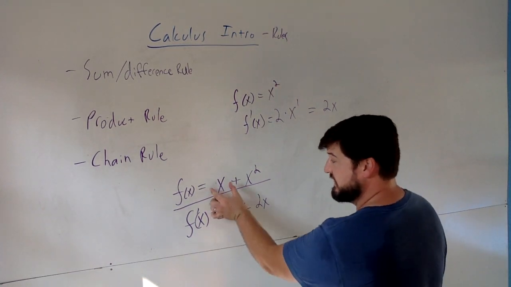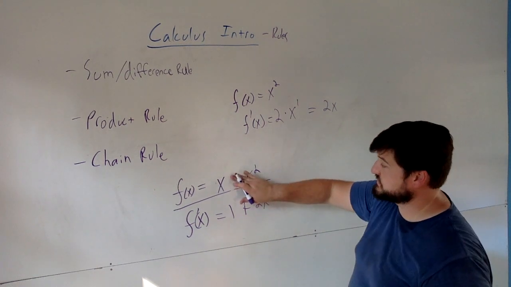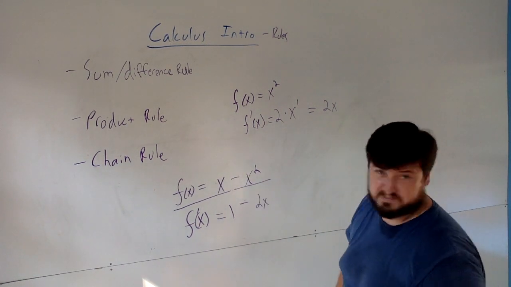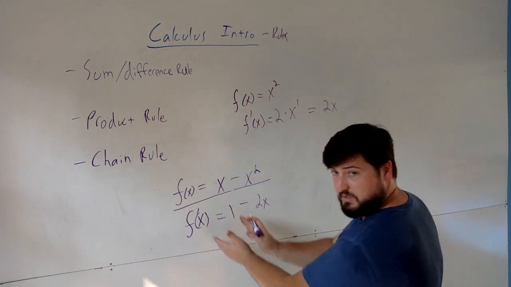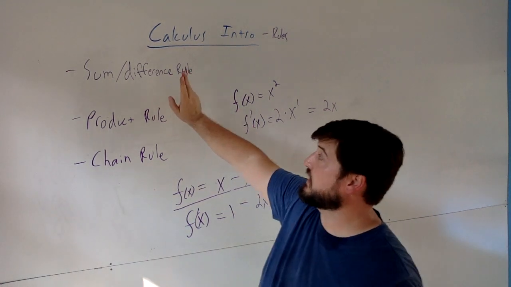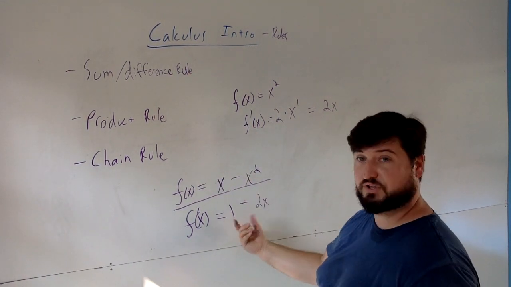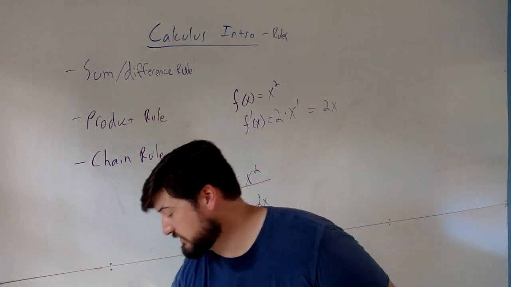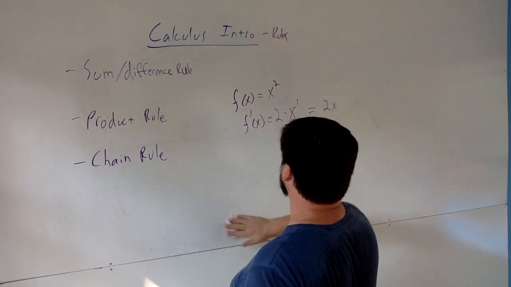Sum rule says find the derivative for each piece and then plug them back together. Difference rule works the exact same way, okay? You split it, find the derivative, plug it back in. So that takes care of your difference or sum rule. Find the derivative for each piece, and then plug them back together in the original equation, and you're good to go. Okay, what about the next one, though?